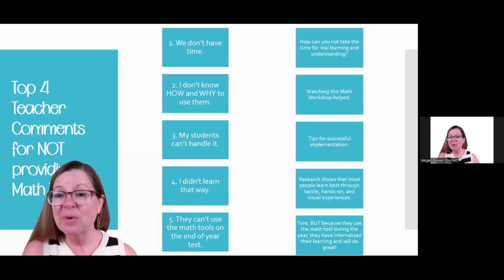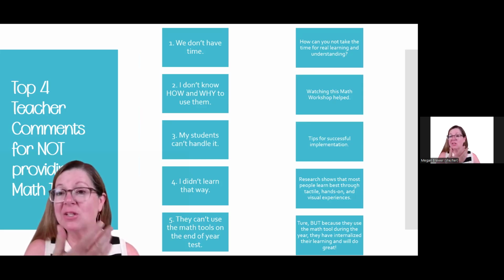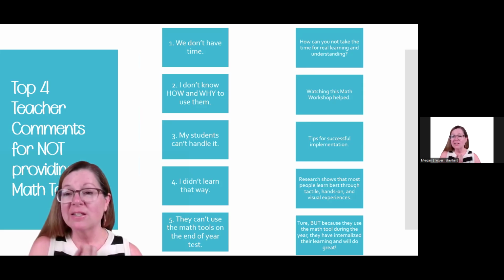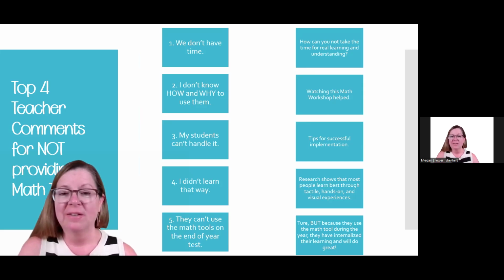But we have to remember that if our students are using the math tools throughout the year, students have deeply learned all about that math concept and they've internalized it. So when it comes time to take an assessment or an end of year test, most likely, this is what we've seen, students are going to be very successful because they've internalized that learning and now they really own it and they know it. So they can produce on a test.